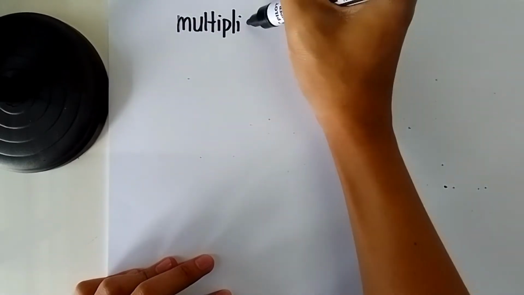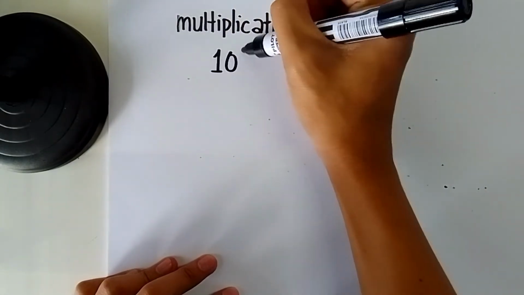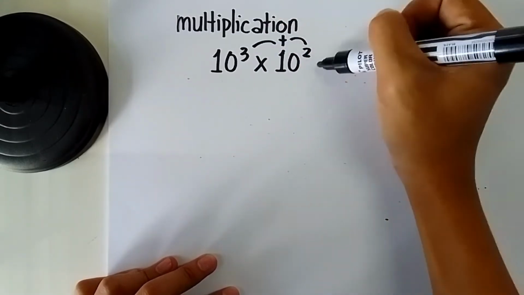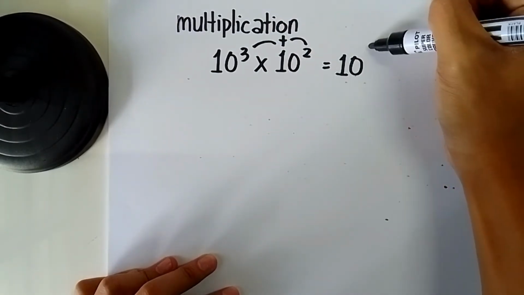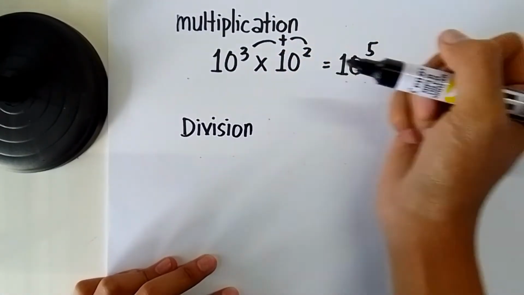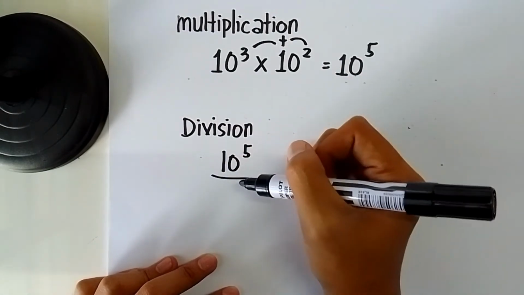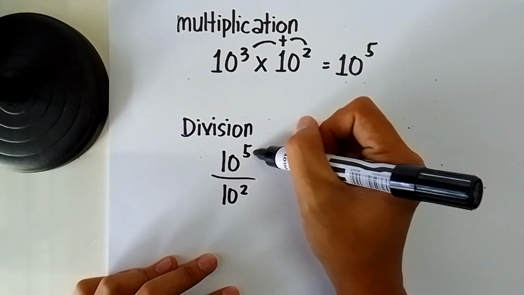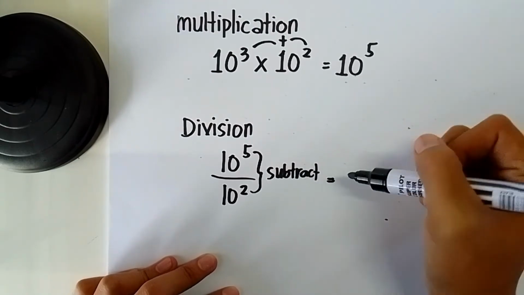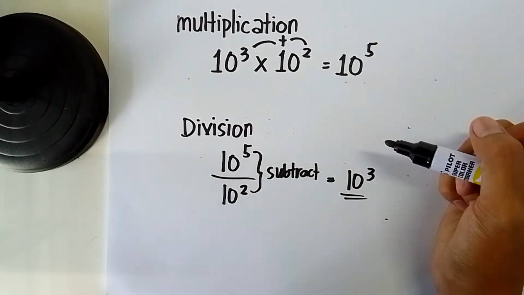In multiplication, the exponents of common bases are added to get the exponent of the product. For an example, 10 raised to the power of 3 times 10 raised to the power of 2, we just need to simply add the exponents because they have the same bases. So the answer is 10 raised to the power of 5. In division, exponents of common bases are subtracted to get the exponent of the quotient. For an example, 10 raised to the power of 5 divided by 10 raised to the power of 2, we just need to simply subtract the exponent. So the answer for this is 10 raised to the power of 3.